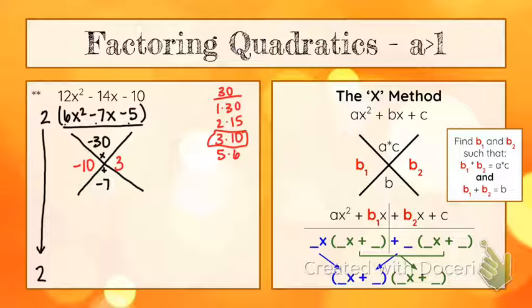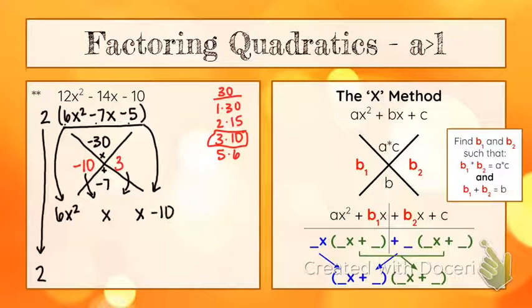So now let's bring down. We bring down the first term, we bring down the last term, and we create two new middle terms. So we have 6x squared, and then I'm going to get my red in a second to write those. So we have 6x squared minus 10x plus 3x minus 10.